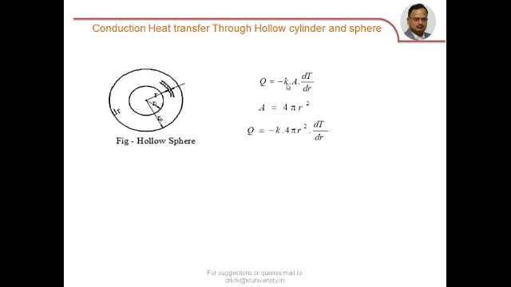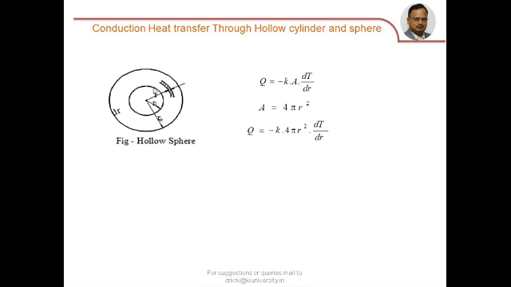Now let us see the conduction heat transfer through a hollow sphere. The same equation, Q equal to minus K A dT by dr. dr is the elemental thickness at a radius r. r varies from Ri to R0. A is the area normal to the direction of heat flow when heat is flowing from inner surface to outer surface in one dimensional r direction only. We neglect the temperature variations in theta direction and phi direction, hence we consider only heat flow in radial direction.